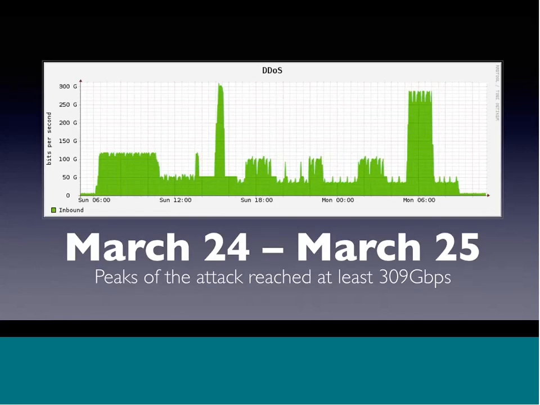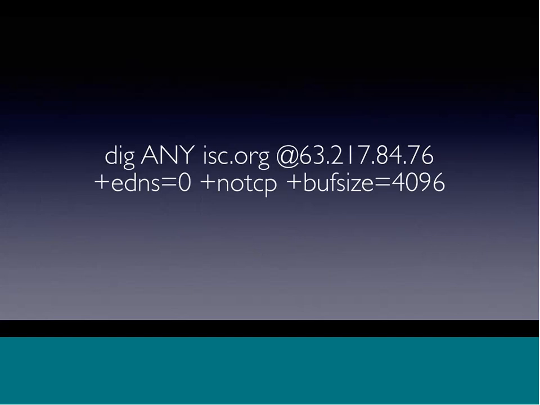Then moving past this sort of 100 gig attack, March 24th, March 25th, we see attacks that reached over 300 gigabits of traffic. And this is, at the time, rated as the largest DDoS attack in history. So we saw these really massive attacks. And so the question is how were they able to produce such huge quantities of traffic?